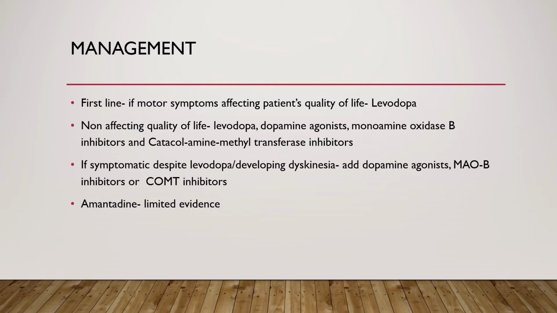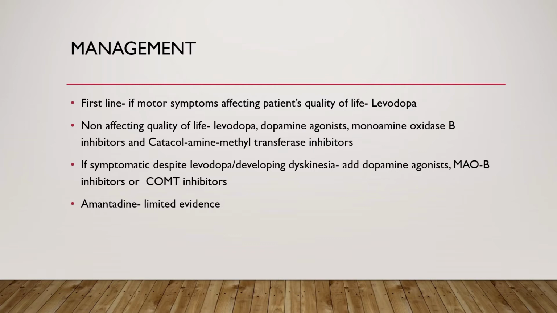However, if patients are picked up as having early signs of Parkinson's, you can use levodopa or alternatives such as dopamine agonists, which act on the dopamine receptors in the brain, and monoamine oxidase B inhibitors and catechol-O-methyltransferase inhibitors, which both prevent the breakdown of dopamine in the brain.